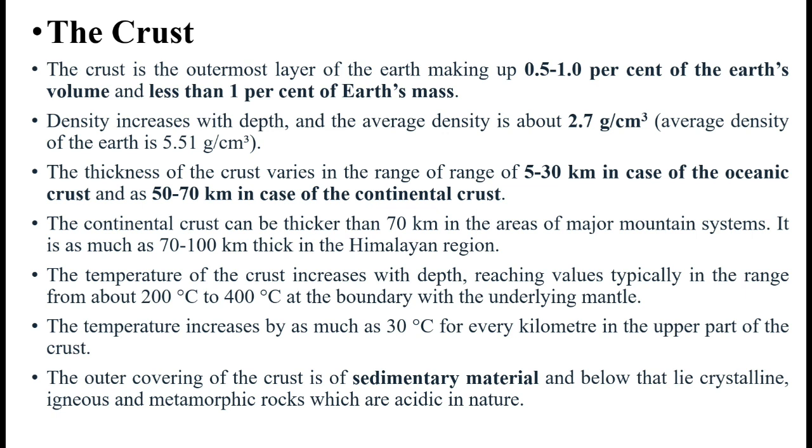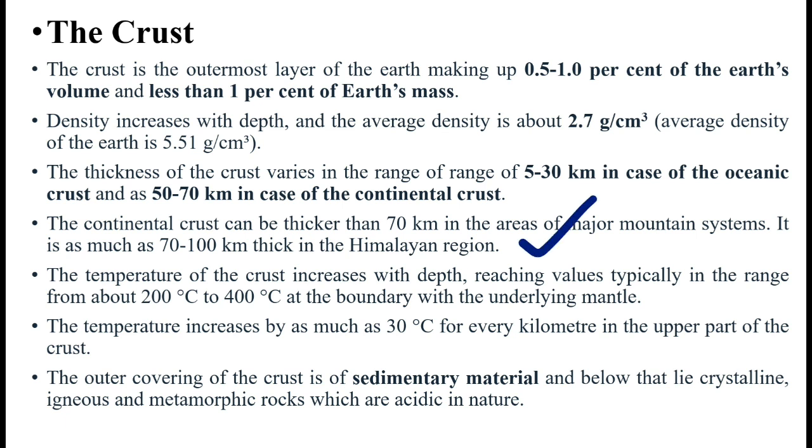That means when there is ocean, the thickness of the crust is 5 to 30 kilometers. But when it is continental surface, the crust is about 50 to 70 kilometers. Then the continental crust can be thicker than 70 kilometers also in the areas of major mountain systems, and it is as much as 70 to 100 kilometers thick in the Himalayan region.